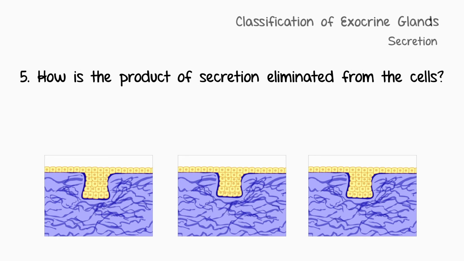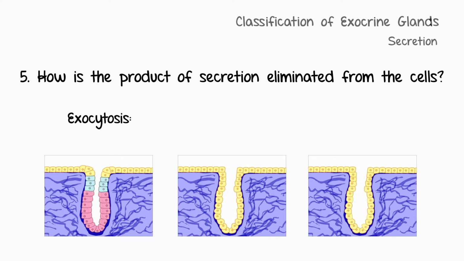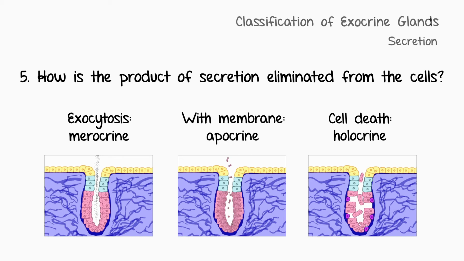We have identified 3 release mechanisms of these products of secretion by the cells. The most common is by exocytosis, which takes place in the merocrine exocrine glands. In some glands, the cell is broken down and eliminated altogether with the secretion. These are, in this case, holocrine exocrine glands. And in others, the secretion is eliminated surrounded by a membrane. These are the apocrine exocrine glands.